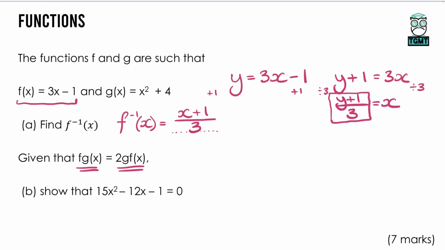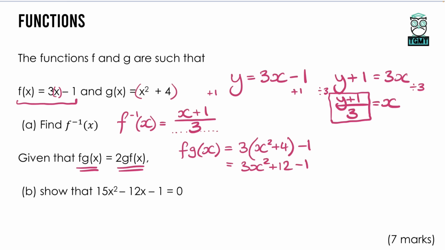So if we start by finding fg(x), now fg(x) is when you substitute g into f. So subbing g into f, the way I do it is I put a bracket around the g function and around the x, and I just put it in place. So that'll be 3 lots of x squared plus 4, and then minus 1 at the end. And we need to expand and simplify that. So we may as well do that first. So we have 3x squared plus 12, and then minus 1, and that'll equal 3x squared plus 11. So there is my function fg(x).